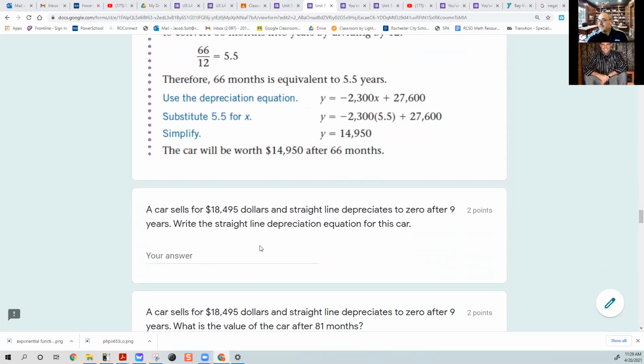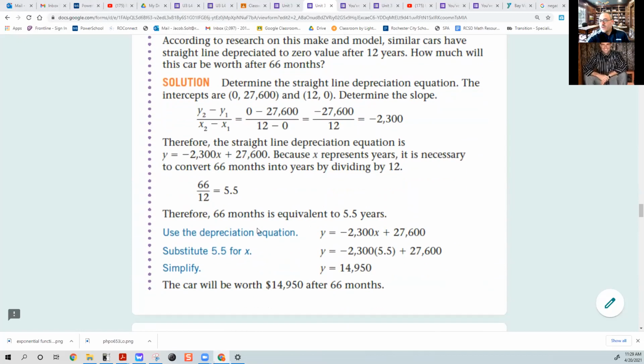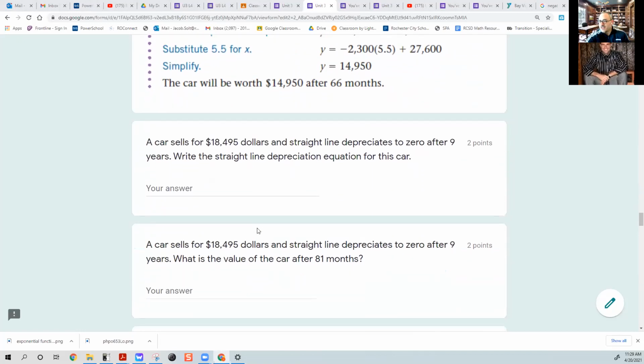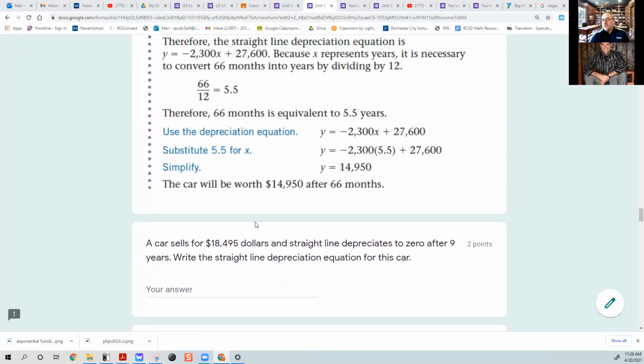We have just got done talking about example 4, and now we will play around with the new skill we just learned. We have a car here that sells for $18,495, and it straight line depreciates to 0 after 9 years. Write the straight line depreciation equation for this car.